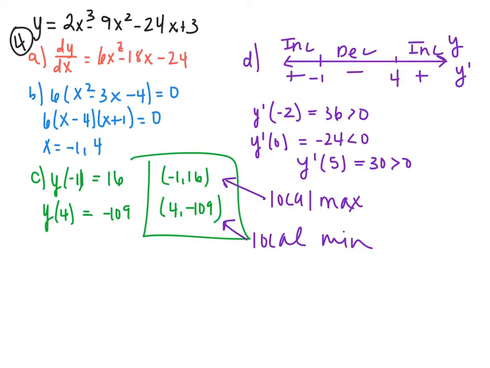Number 4, they give us the function y equals 2x cubed minus 9x squared minus 24x plus 3. And part A wants us to find dy/dx, the derivative. So you end up with 6x squared minus 18x minus 24.